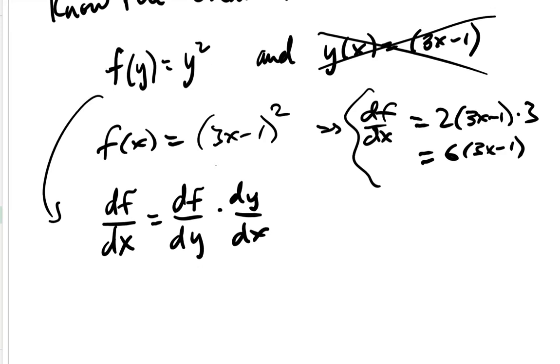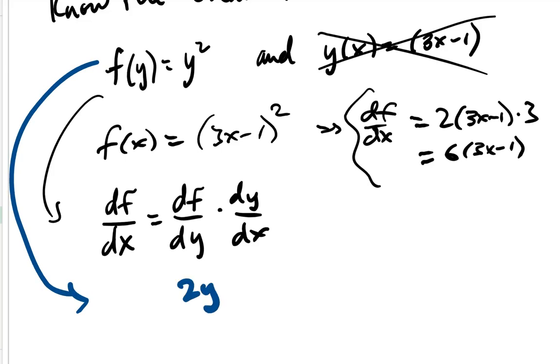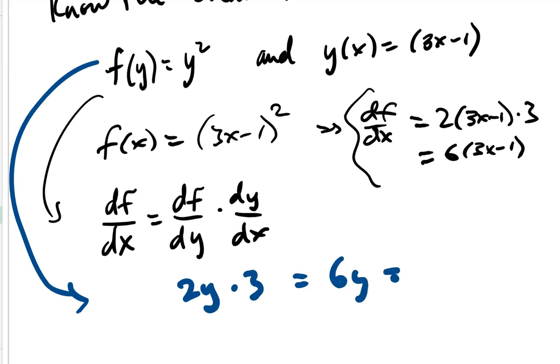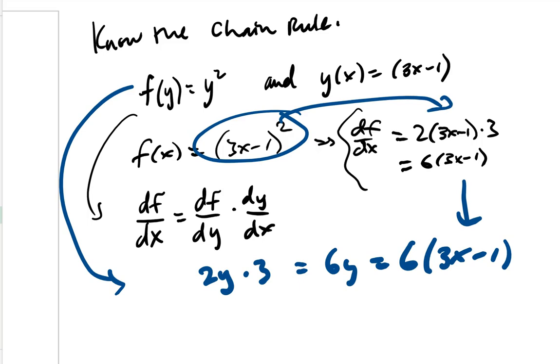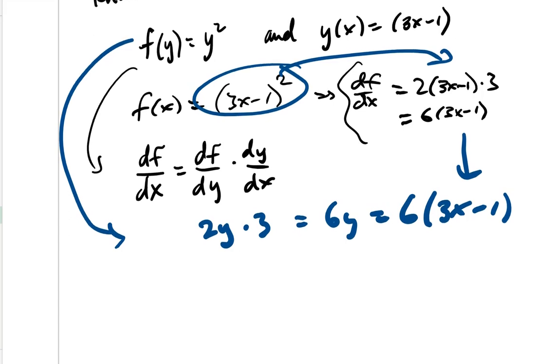So how does this work? If you look at the original, df dy is 2y, and then dy dx was 3. So what you get is 6y, and then y was 3x minus 1, so it'd be 6 times 3x minus 1. And that's what we got to begin with. So what we did was we used the general chain rule in that instance, but here we used the actual definition of the chain rule.